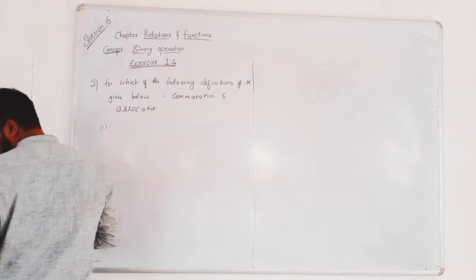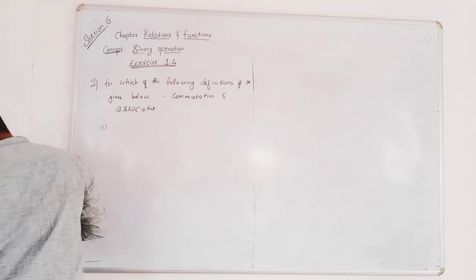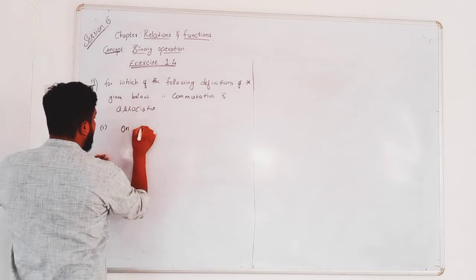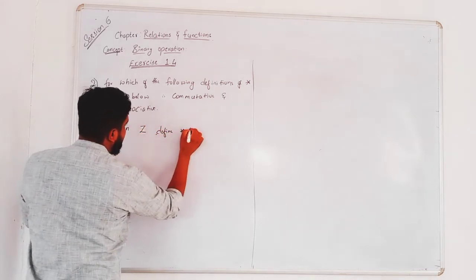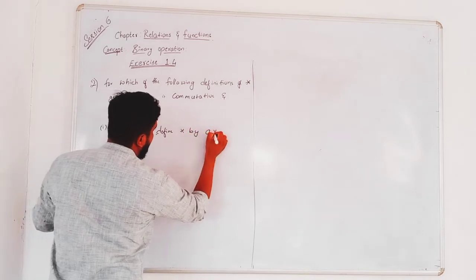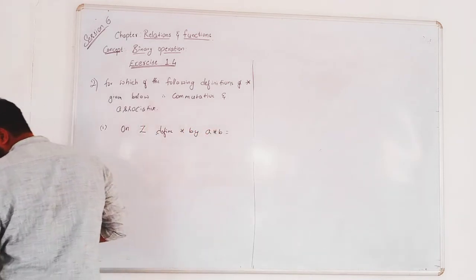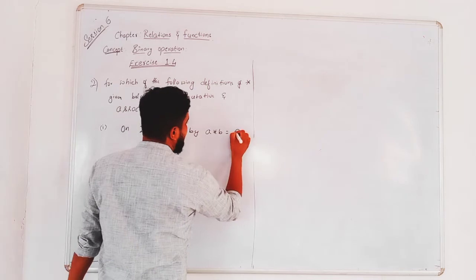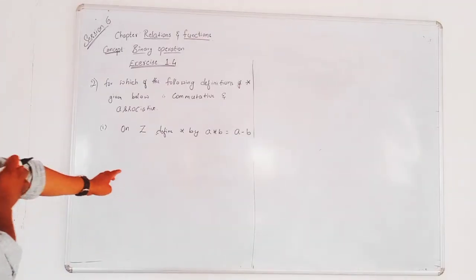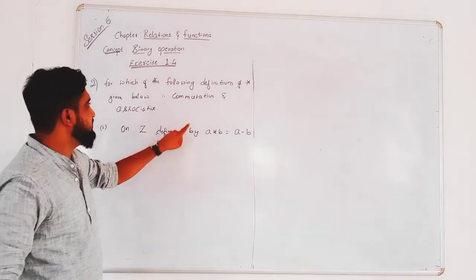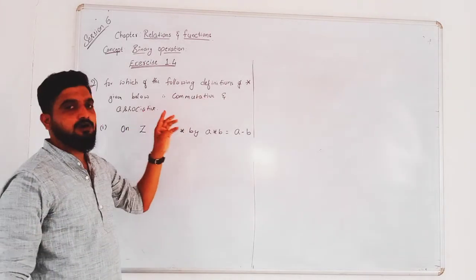So first one: on Z, define star by a star b is equal to a minus b. A star b is equal to a minus b. Let us see one by one. Okay, so now I have to check whether this star is commutative, associative or not.